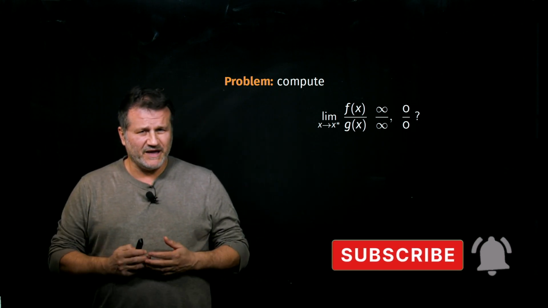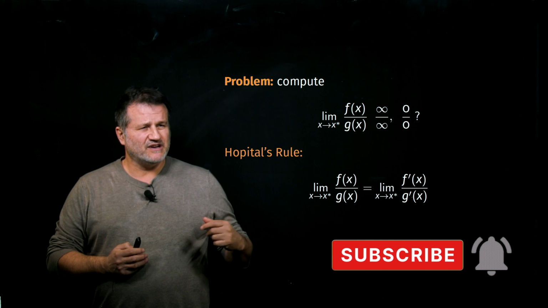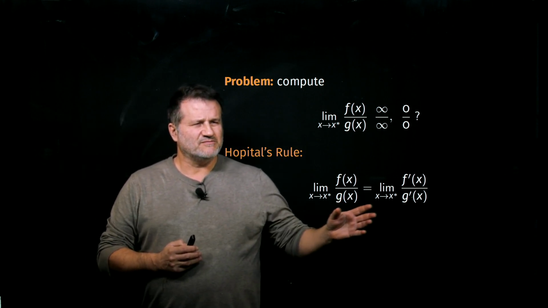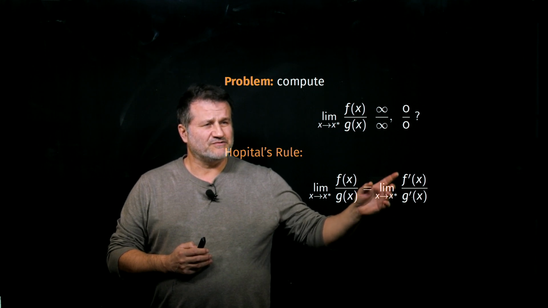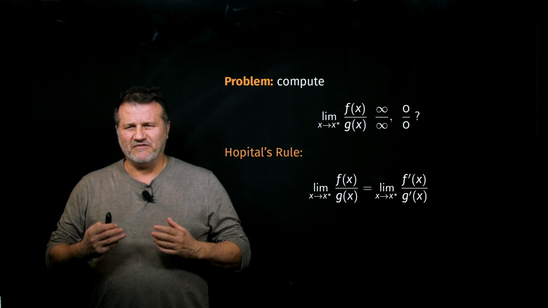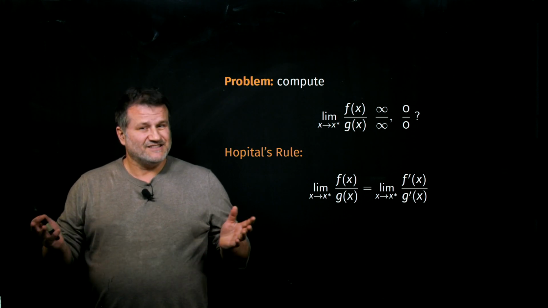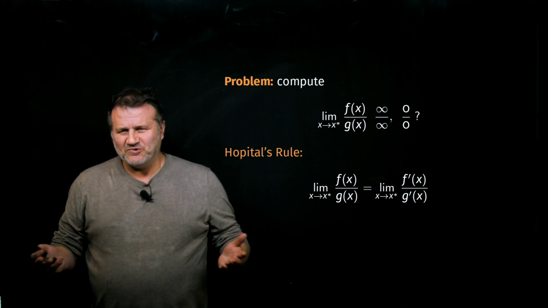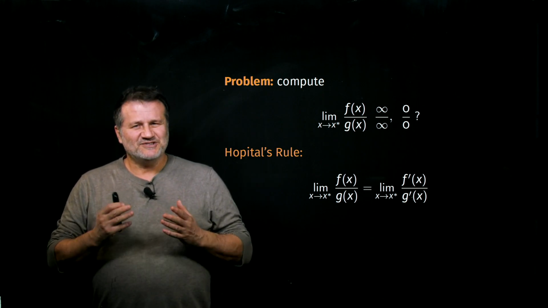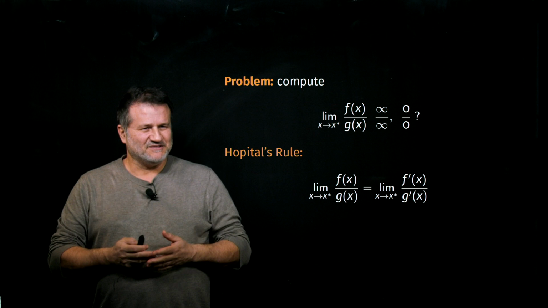in the following way. The limit of the ratio f of x divided by g of x when x goes to x star coincides with the limit when x goes to x star of the ratio of the derivatives f prime of x divided by g prime of x. Under certain conditions, this is indeed true, but precisely under certain conditions. So let's delve deeper into the matter.